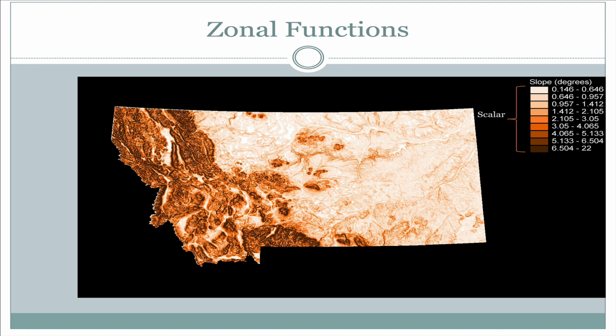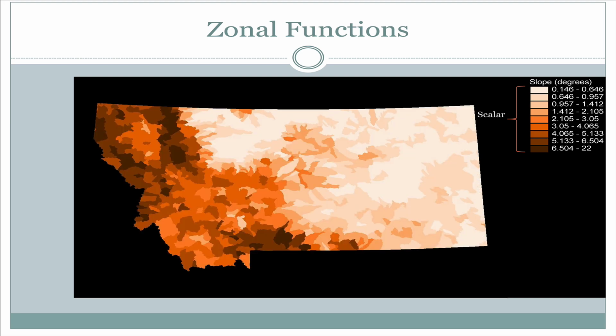If we have a raster data set that we want to summarize within those zones, such as the slope, we can see that this shows the slope map for Montana based on a 30-meter grid cell, and we can see a whole lot of detail here. We can then use a zonal raster analysis in order to summarize all of those slopes within the watersheds, within those watershed boundaries.